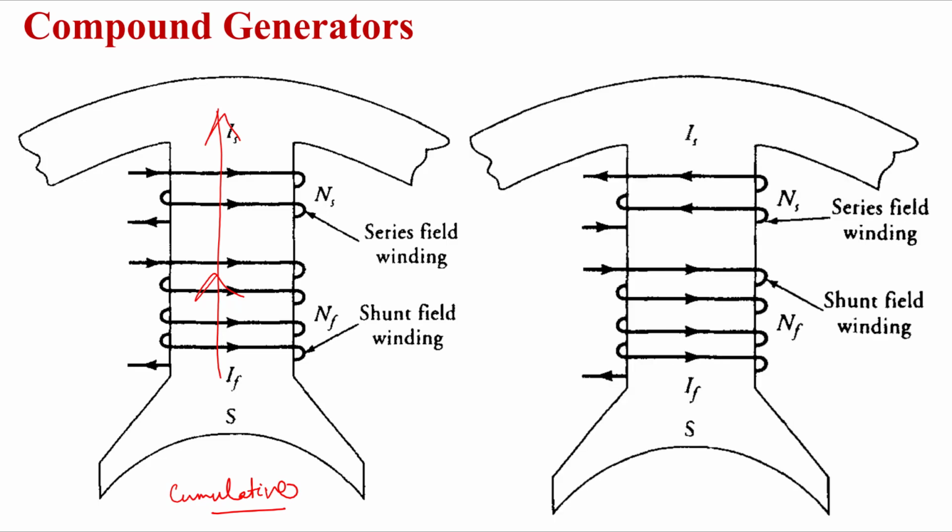And next here I just made the current flow in the opposite direction in the series field, so it will just oppose the field flux, right? So therefore this is your differential compound motor, right?